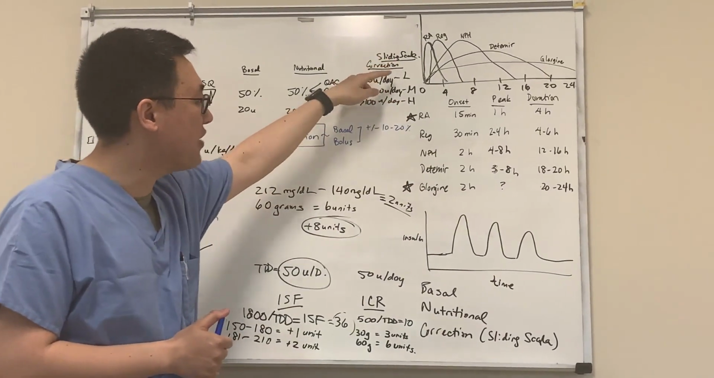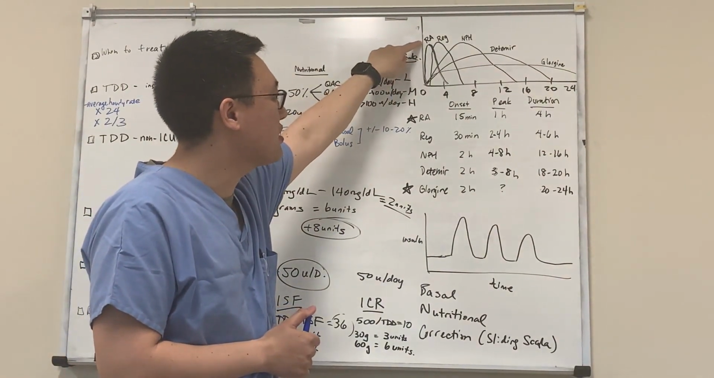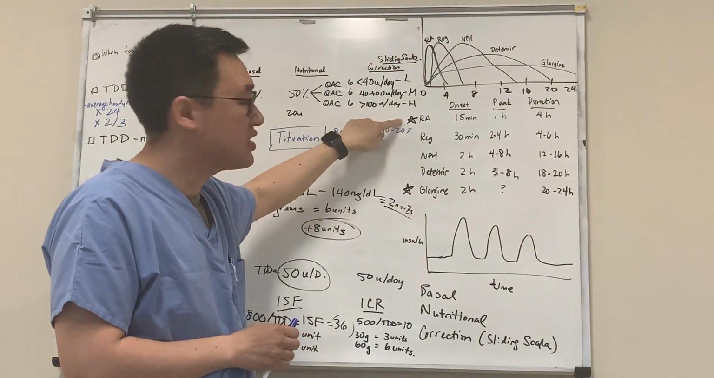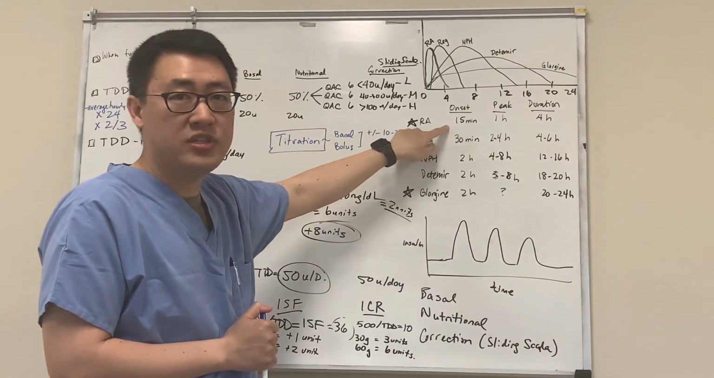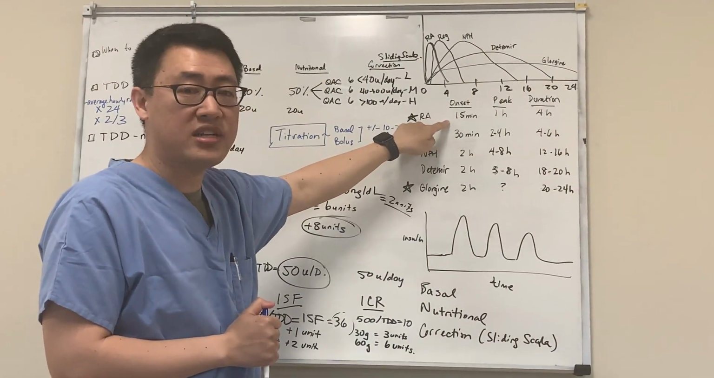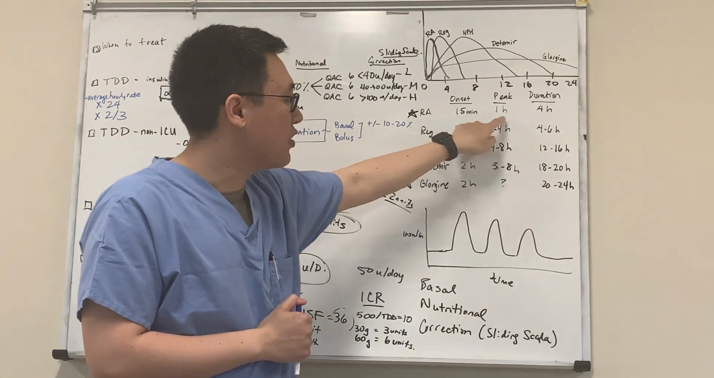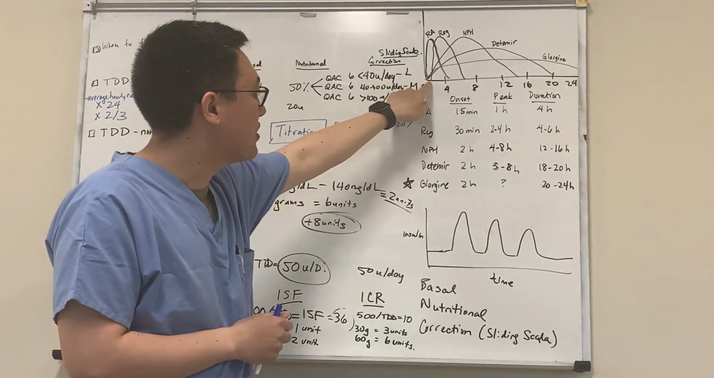You can see on this graph, we have a couple curves. The first curve here is a rapid acting insulin. This is insulin like insulin aspart or insulin lispro. Once you inject it subcutaneously, it has an onset of action of about 15 minutes. It peaks at about 1 hour, and it has a duration of about 4 hours. And you can see on this graph what that looks like.